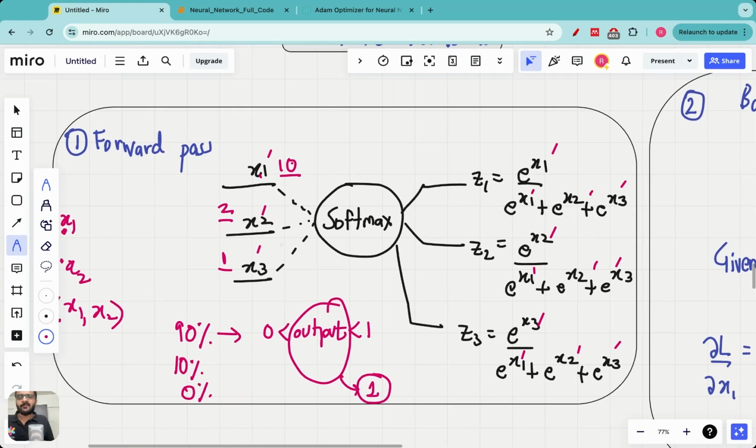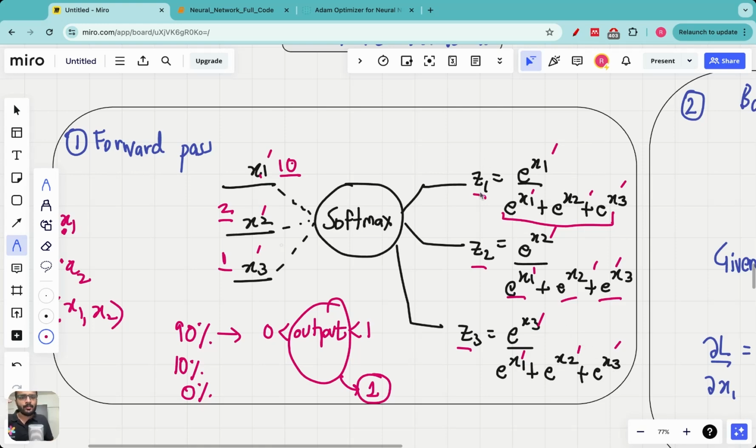So there comes the softmax function. What the softmax actually does is that let's say we have x1 dash, x2 dash, and x3 dash, right? It gives three outputs, z1, z2, and z3. For z1, it uses e raised to x1 dash in the numerator and divides it with the summation of e raised to x1 dash plus e raised to x2 dash plus e raised to x3 dash. Similarly, for x2 dash as an input, it produces an output which is e raised to x2 dash divided by the summation of e raised to x1 dash plus e raised to x2 dash plus e raised to x3 dash. Similarly, for z3, softmax does e raised to x3 dash divided by e raised to x1 dash plus e raised to x2 dash plus e raised to x3 dash.